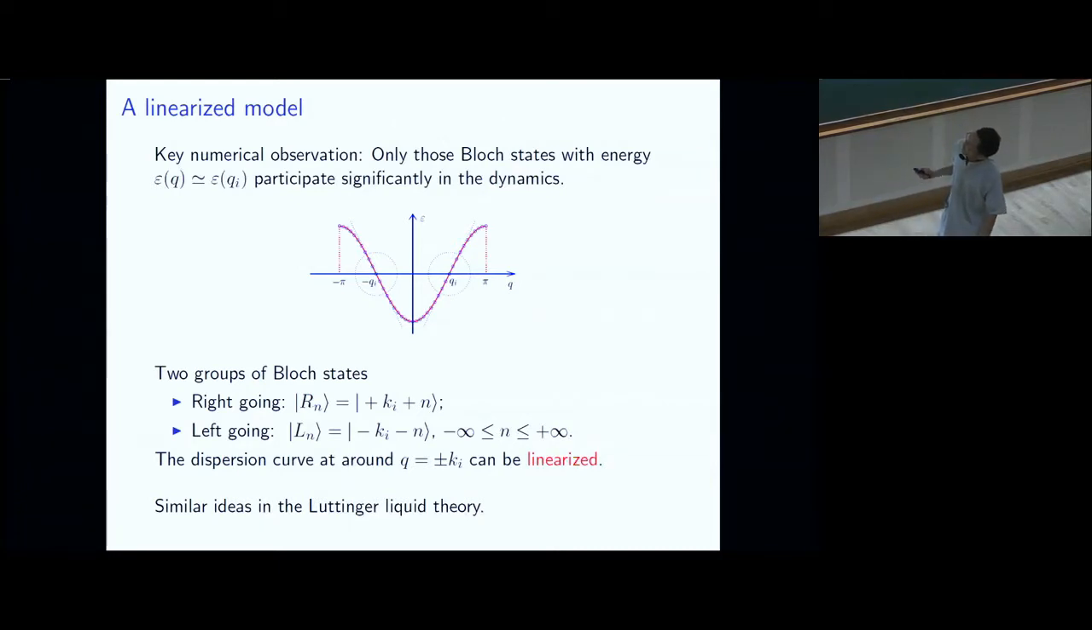So again, we can linearize our model. We can replace this realistic model by a virtual model, which consists of two linear spectra. One is a linearization of this branch, and the other is a linearization of this branch. Each consists of an infinite number of levels, and the energies are equally spaced. So basically, the idea is very similar to what people do in the Luttinger liquid theory.